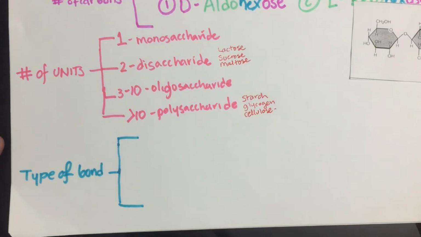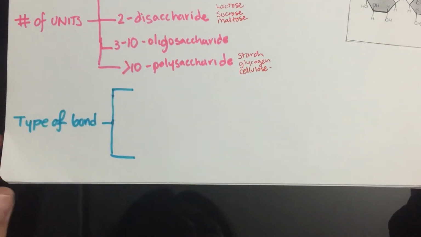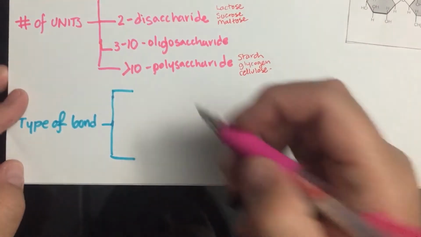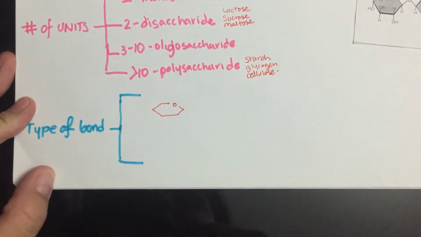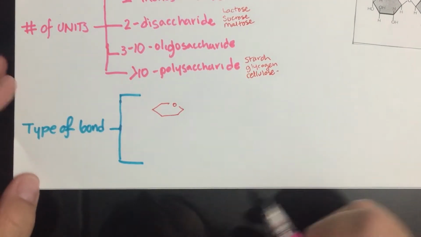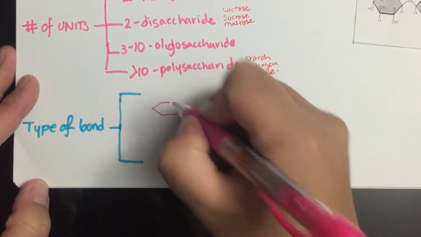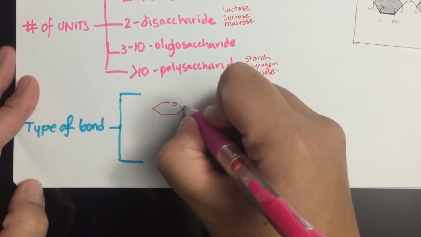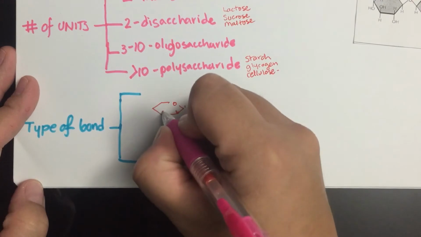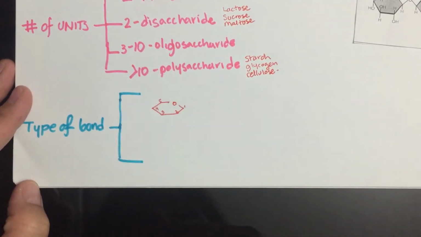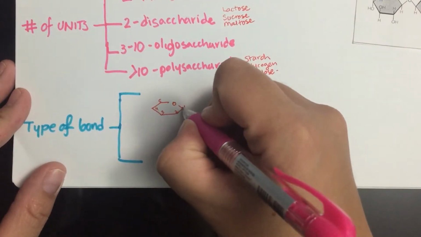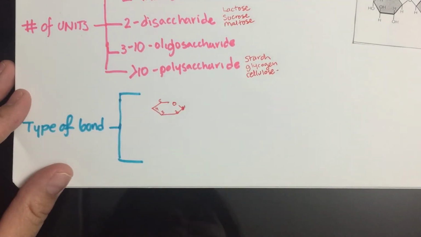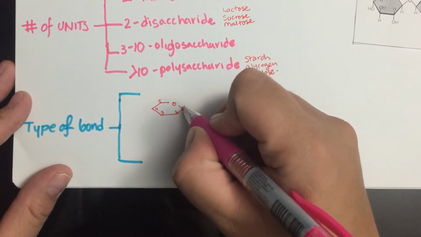Finally, we have classification according to the type of bond, or the monosaccharide itself. Let's draw one monosaccharide, your hexagon. All monosaccharides are always numbered like this. You notice this oxygen? This will be carbon 1, this is 2, 3, 4, and 5, like a clock. We're going to focus on carbon number 1, and in that carbon you will have a hydroxy group.